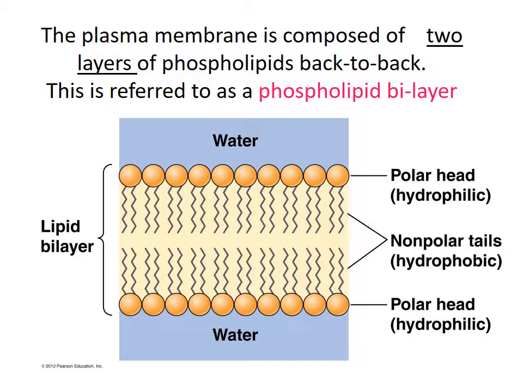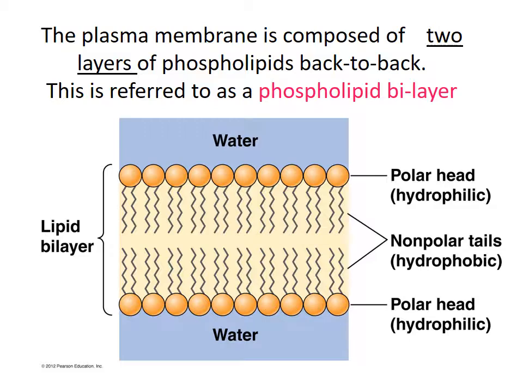The basic makeup of the membrane is fairly simple. As you get further into biology, it'll get more complex, but we're only going to go over the basics here. The plasma membrane is also known as the phospholipid bilayer. Bi means two. There are two layers of the phospholipids.